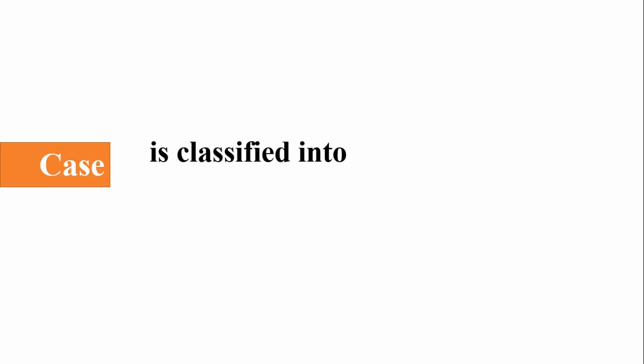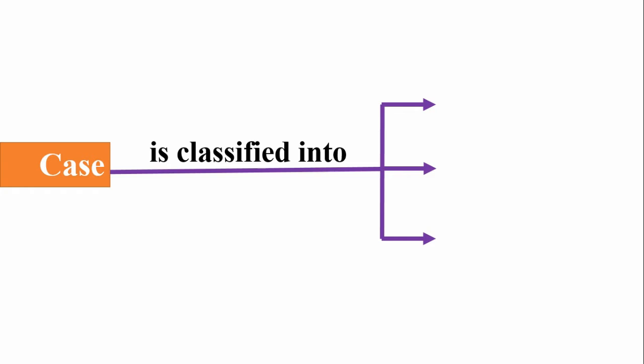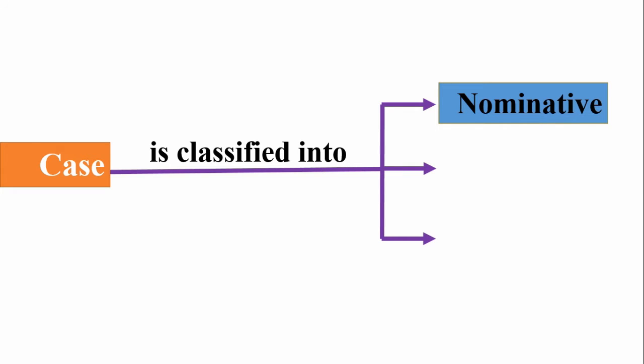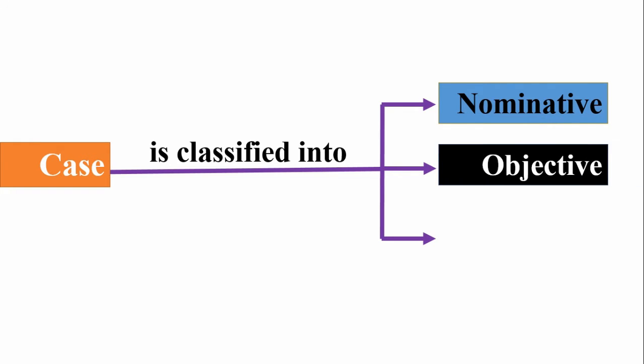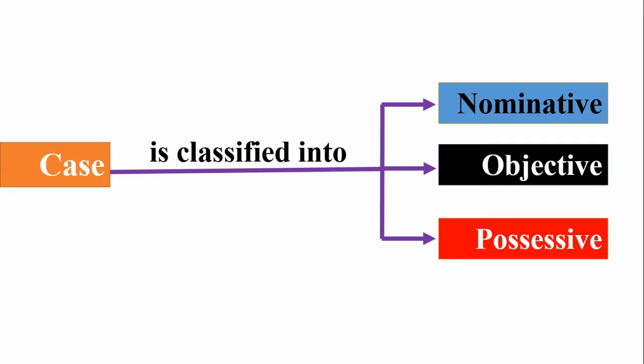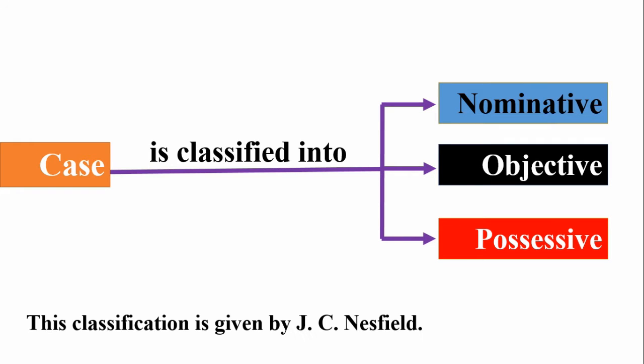Classification of case. Case is classified into three categories. They are nominative, objective, and possessive case. This classification is given by Jesse Nesfield.